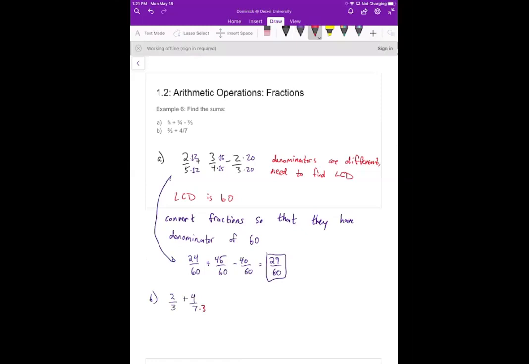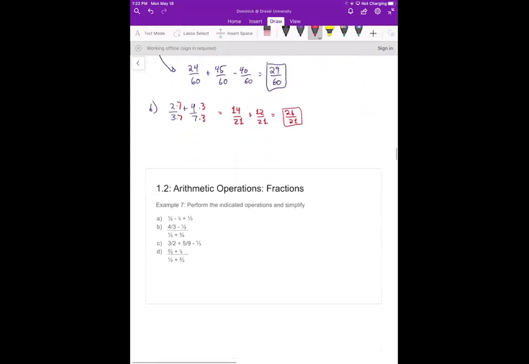All right, so this one I need to multiply top and bottom by 3. This one I need to multiply top and bottom by 7. So I get 14 over 21 plus 12 over 21. So we get 26 over 21. All right, so that's how we add and subtract fractions that have different denominators.